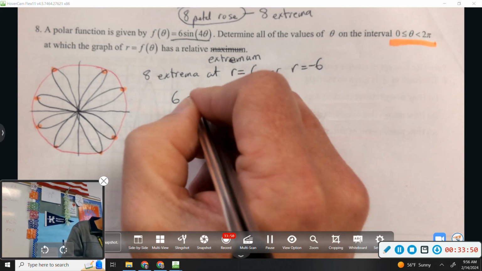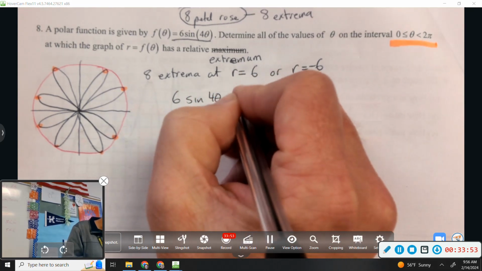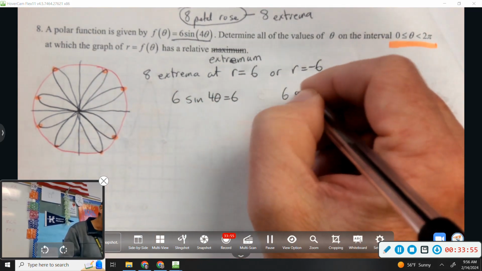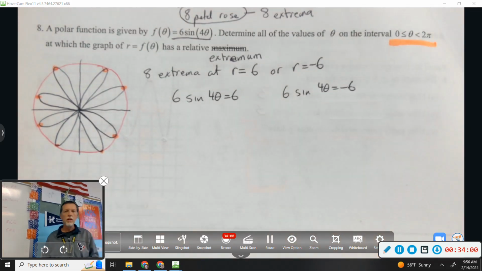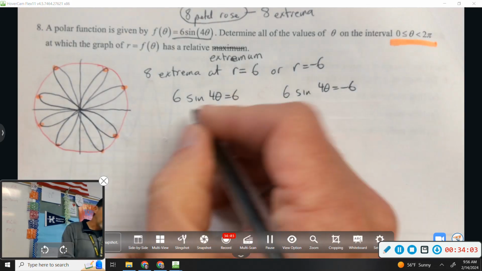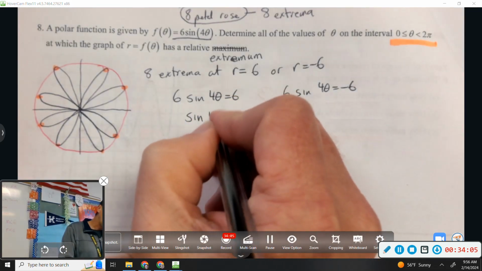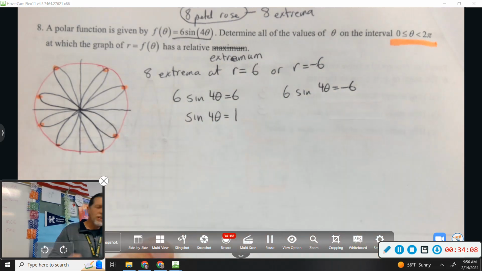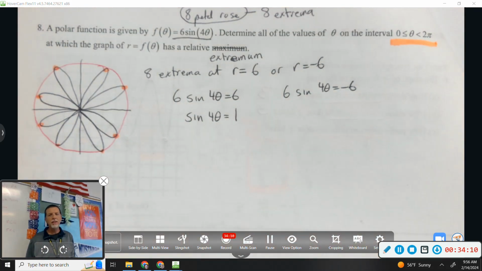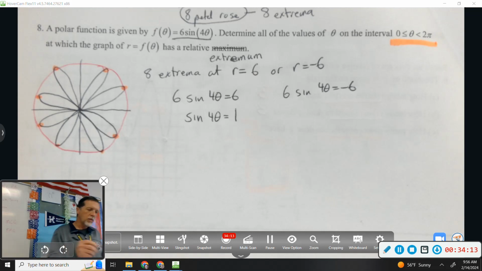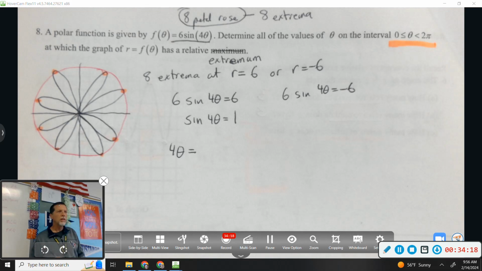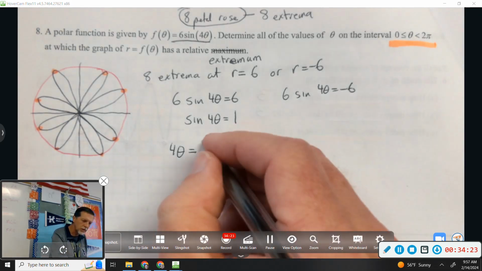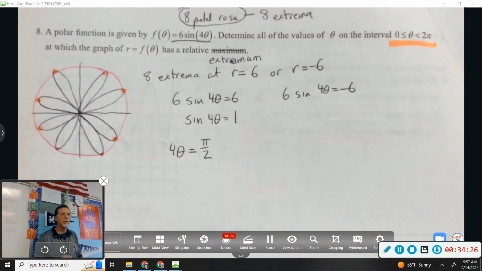So 6 sine 4 theta equals 6, or 6 sine 4 theta equals -6. Okay, so this is like old school last test, solving equations. Sine 4 theta is 1. So where is sine equal to 1? What angle has a sine of 1? Pi/2. Only pi/2.